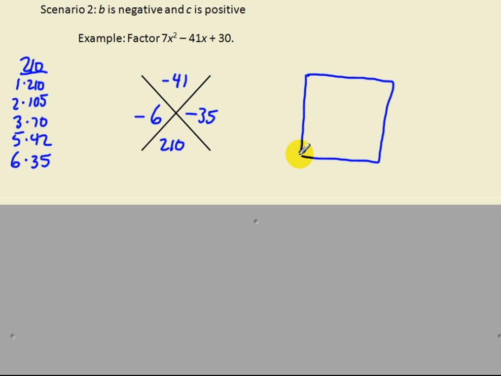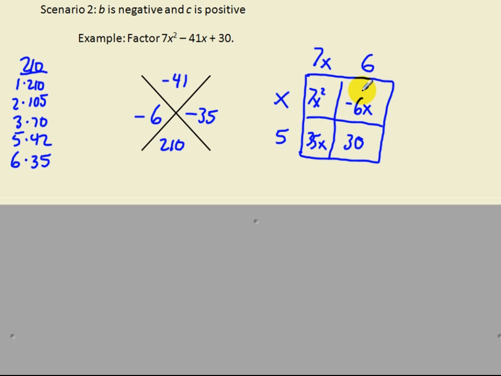So then when we make our box, we now know our x terms. So we have 7x squared and 30. That came from the original trinomial. And now for our x terms, we have a negative 6x and a 35x. Okay, so looking across the top row, 7x squared, negative 6x, the greatest common factor is x. 35x and 30, the greatest common factor is 5. Now 7x squared and 35x, the greatest common factor is 7x. And negative 6x and 30, the greatest common factor here is 6.